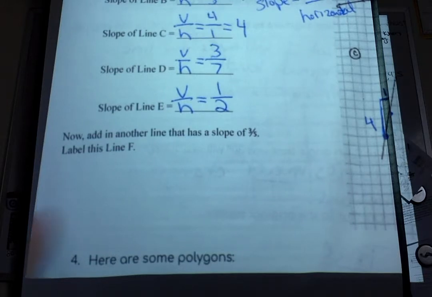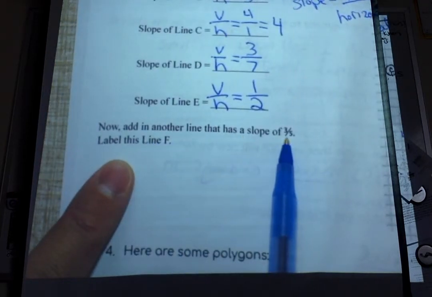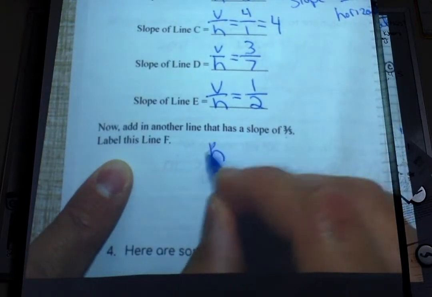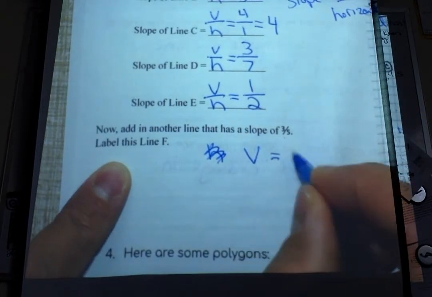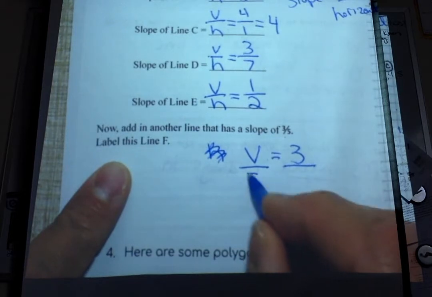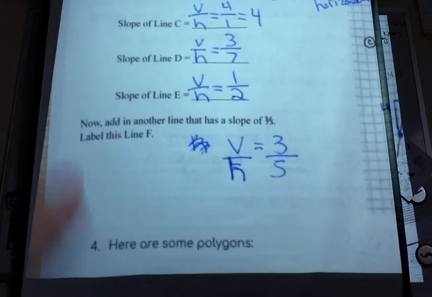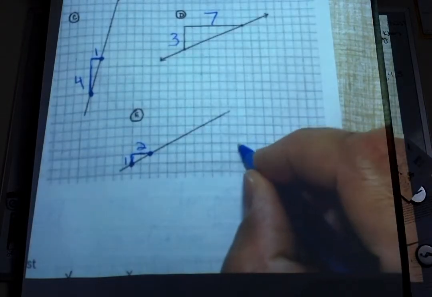And then letter F. It says now add in another line that has a slope of 3 over 5. So we need a vertical distance of 3, and we need a horizontal distance of 5. So I want to find a spot on here, and go in the bottom right hand corner, and I'm just going to put a dot right here.